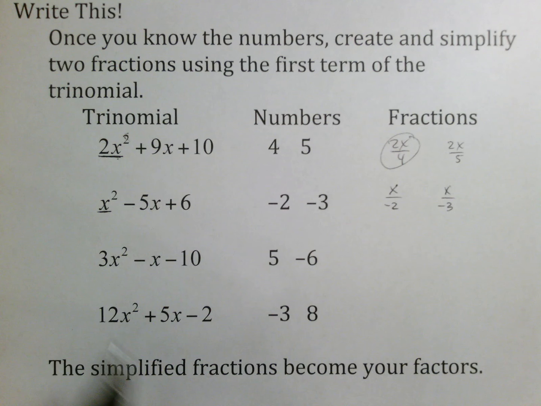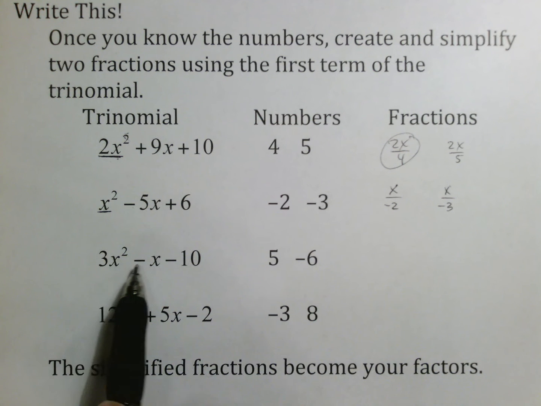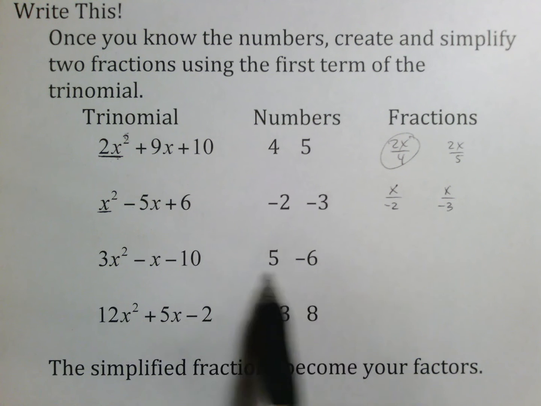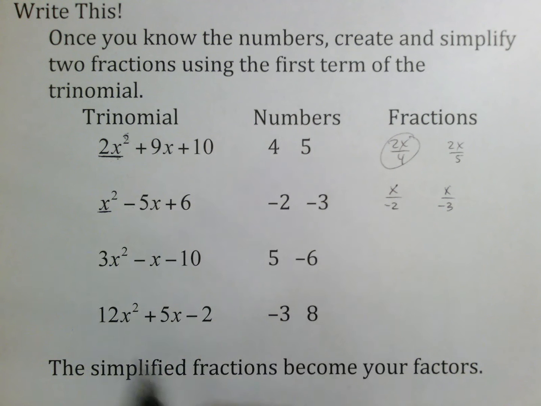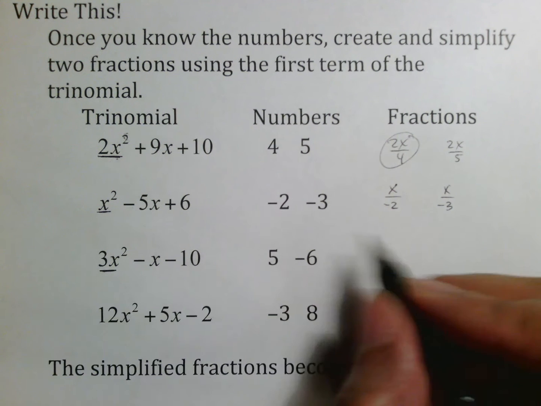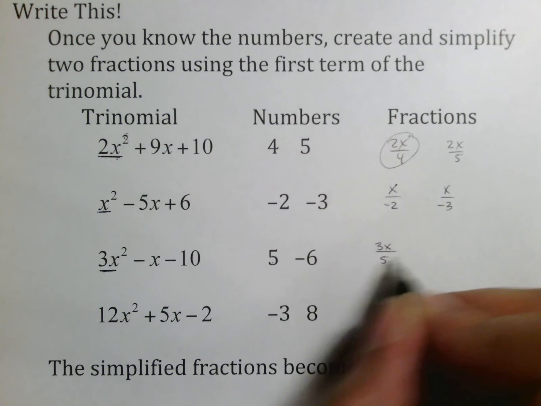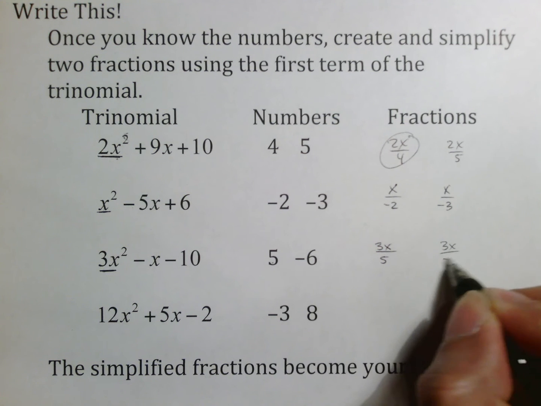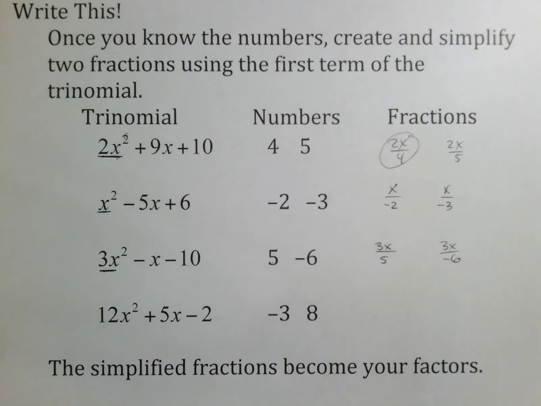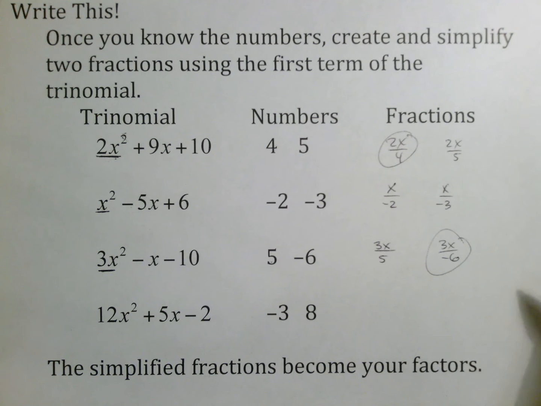Same situation. If you had 3x squared minus x minus 10, of course we would do some work to find out those numbers are 5 and negative 6. We simply take the very first term, which is 3x, and just the 3x, and we put it over each number. So we'd have 3x over 5 and 3x over negative 6. Again, you can simplify this one, so we would, but those are the fractions that you would initially create to do your work.